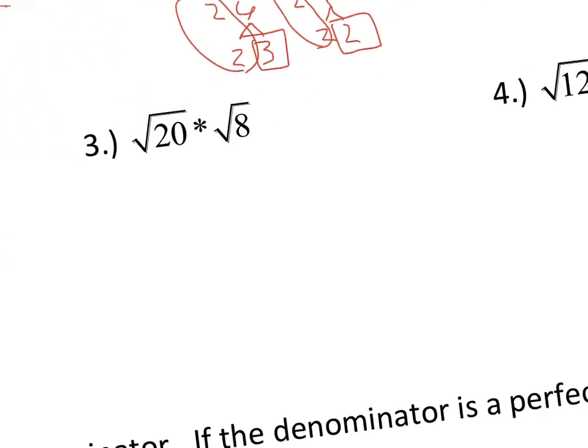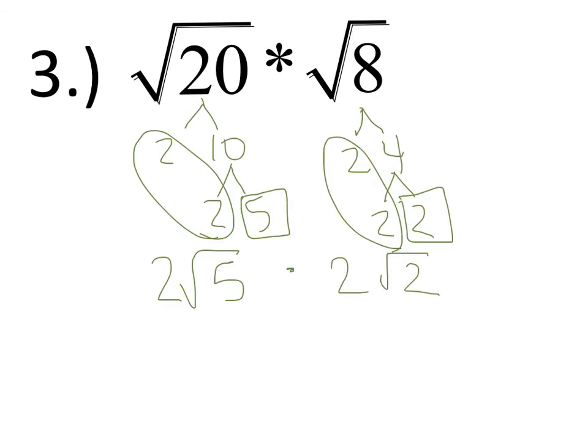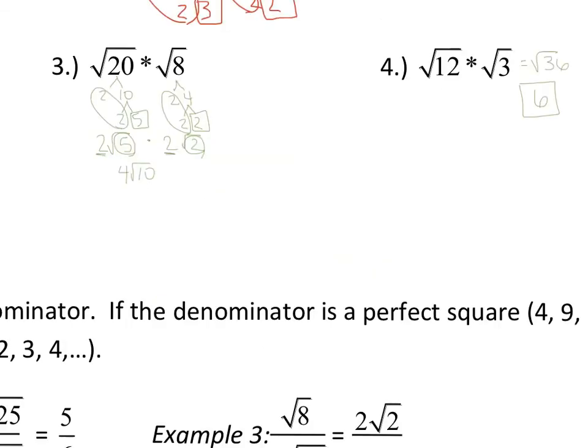Okay, y'all try number 3 and 4, and then we'll come back together and see how it went. Okay, so here's my results for 3 and 4. 2 times the square root of 5 times 2 times the square root of 2 is 4 on the square root of 10. And then this one worked out pretty because 12 times 3 is 36, and 36 is a perfect square, so it worked out beautifully.